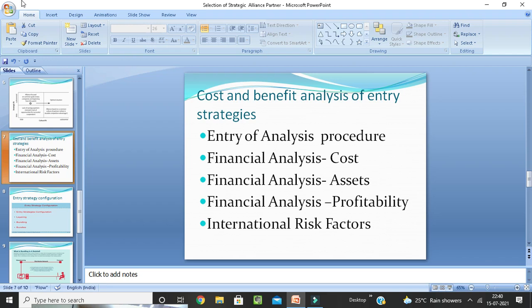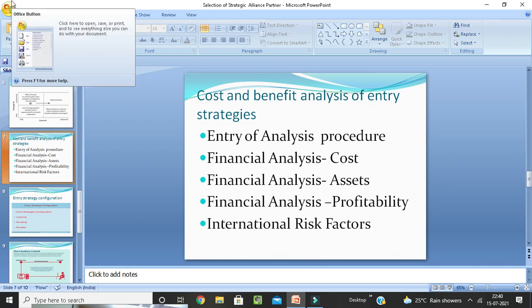The assets may consist of any investment made in conjunction with the entrance into the new market. The investments may be of working capital, that is cash, accounts receivable, or inventory, or they may include fixed assets such as land, building, machinery, and equipment. Now, next one is financial analysis: profitability.